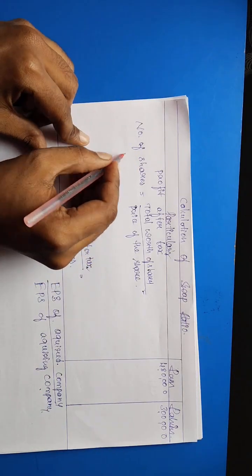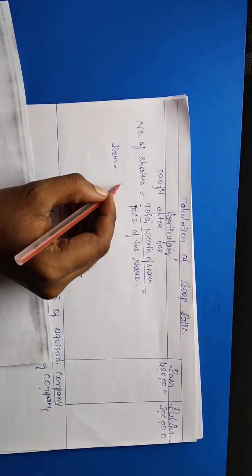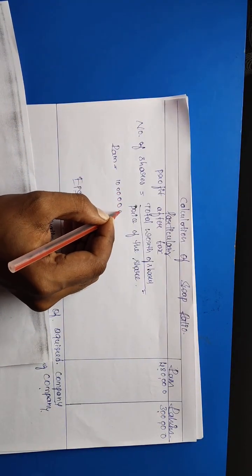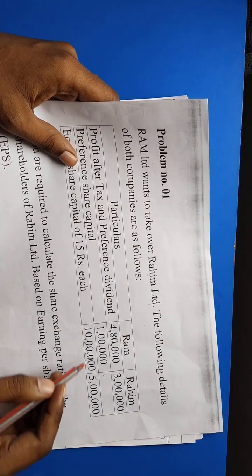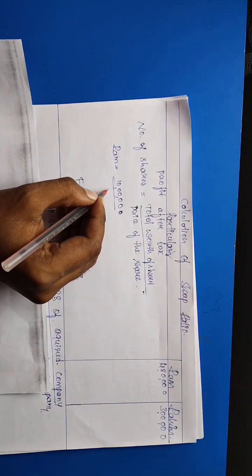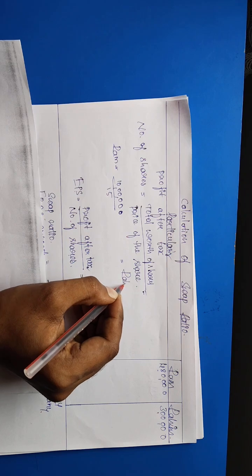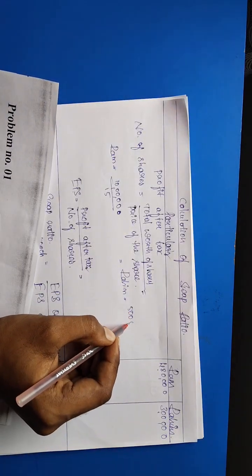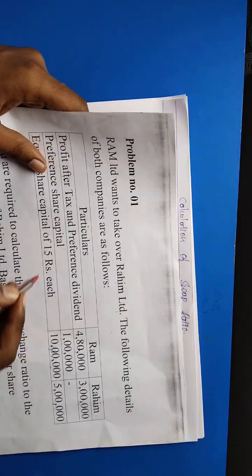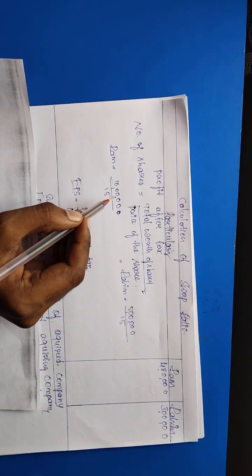Okay, so let's start with Ram. How much is the total worth of the shares of Ram? It's 10 lakh, divided by one individual share, which is 15 rupees. And next, Rahim, whose shares are worth rupees 5 lakh. 5 lakh divided by the individual share value, which is 15. 10 lakh divided by 15.